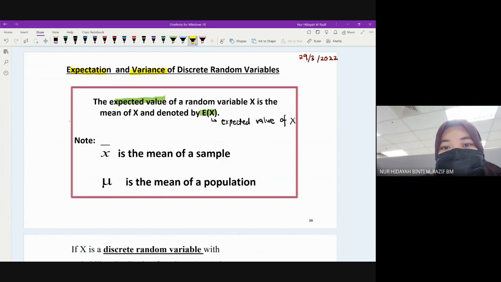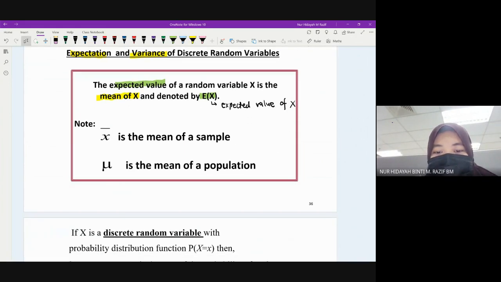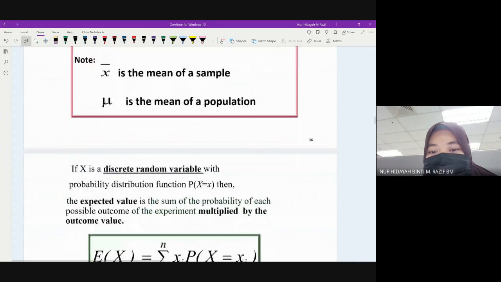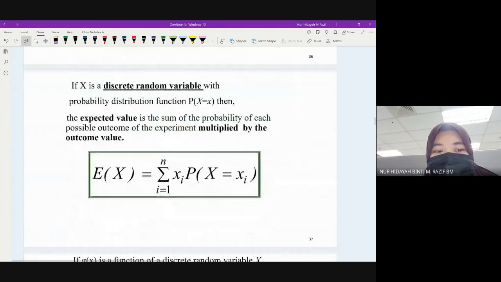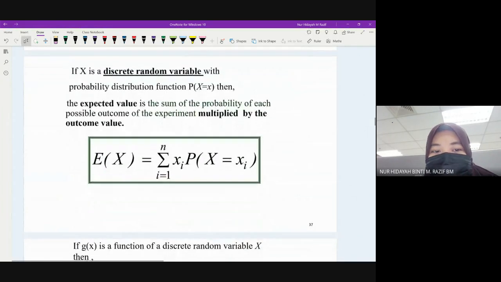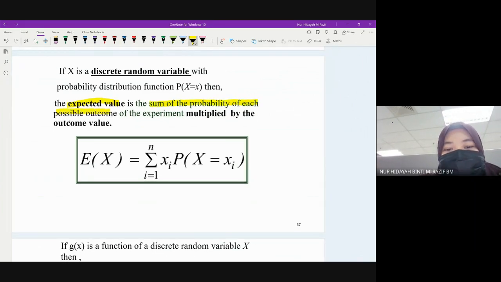Okay, so sebenarnya itu adalah mean kita sahajalah, lebih kurang macam konsep yang kita dah tengok sebelum ni. So take note di sini x bar is the mean of your sample and mu is the mean of your population. If x is a discrete random variable with probability distribution function px is equal to x, then the expected value is the sum of the probability of each possible outcome multiplied by the outcome value.